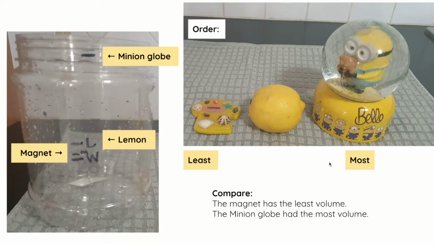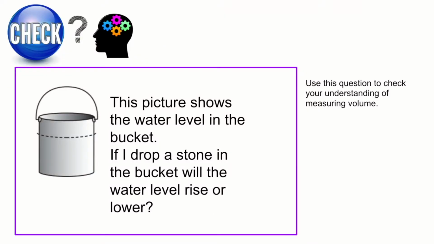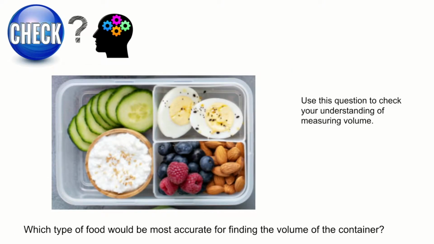So once you have finished that task and you've answered this check understanding question, now, after you've had some time to think about it, this is another check understanding question. Which type of food would be most accurate for finding the volume of the container? So have a look at the food that's inside the container and think about which food in this container would be the most accurate to count the volume inside this container. It's a tricky question to think about.